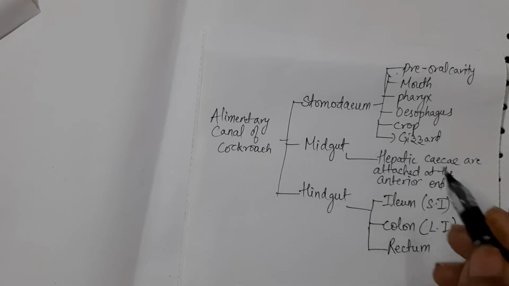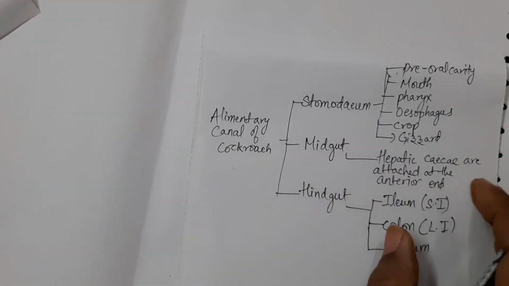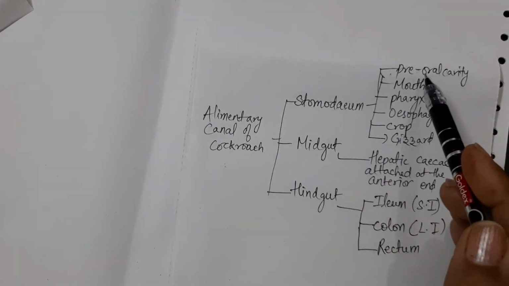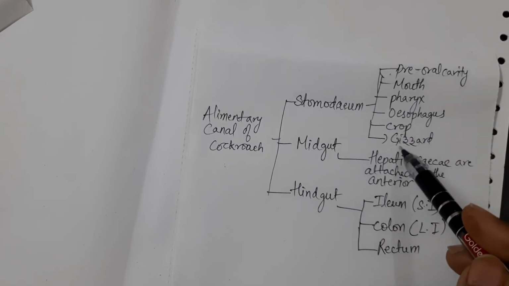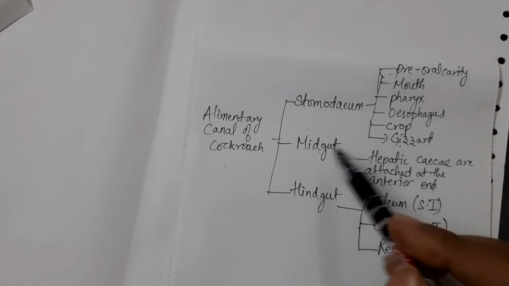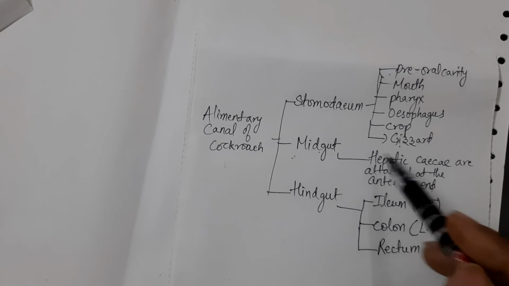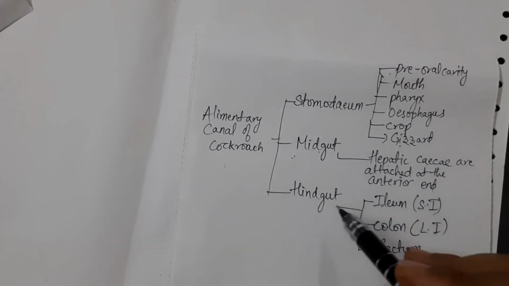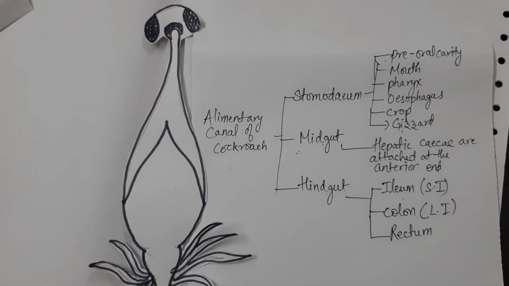So this one about the alimentary canal of cockroach is divided into three major sections: stomodeum, which contains pre-oral cavity, mouth, pharynx, esophagus, crop, gizzard; midgut, which is also known as mesenteron. In the midgut section, hepatic caecae are attached at the anterior end. Hindgut is ileum, colon and rectum.